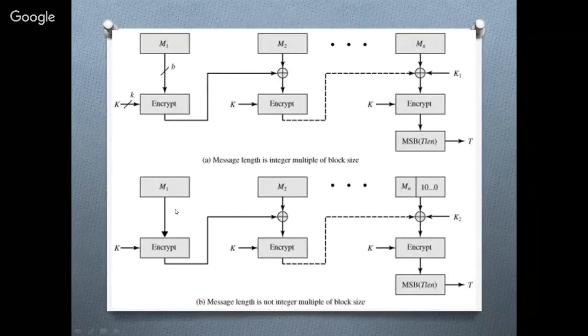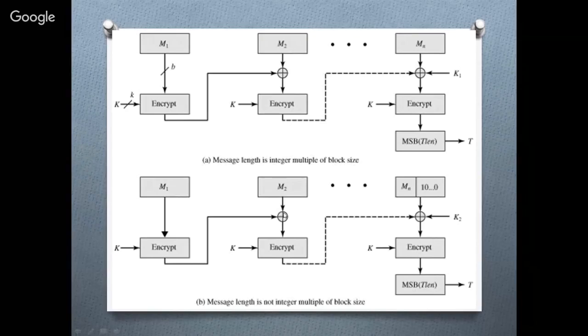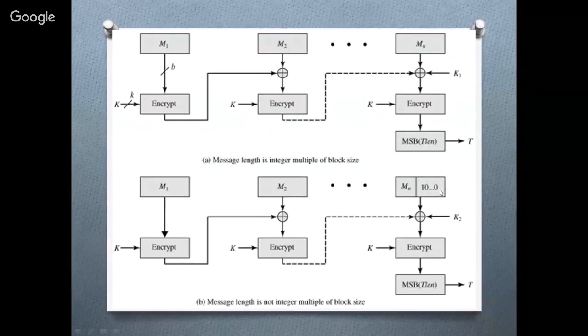You can see here the message is given as an input to the encryption algorithm with the key value. The result is XORed with the second plain text, which is then input to the encryption algorithm. The same process goes on here. For the last message, you do the padding, adding 1 and continuous zeros to satisfy the B bit length, then you do the XOR operation with K2. So if padding has been done, the second key is used with an XOR operation.